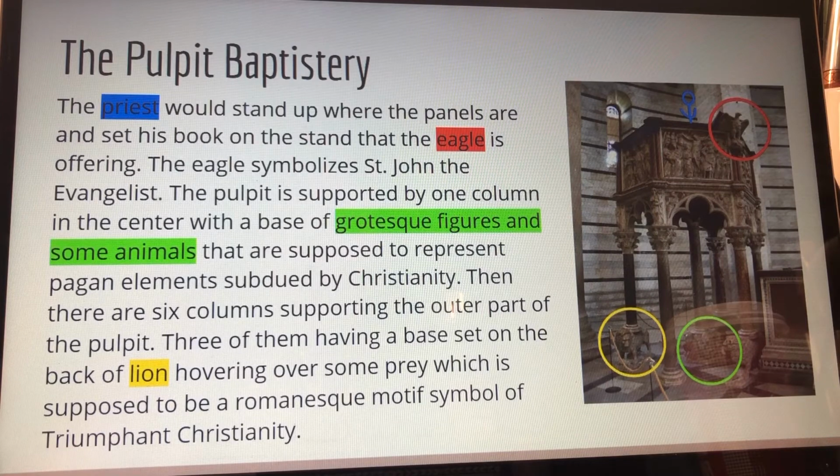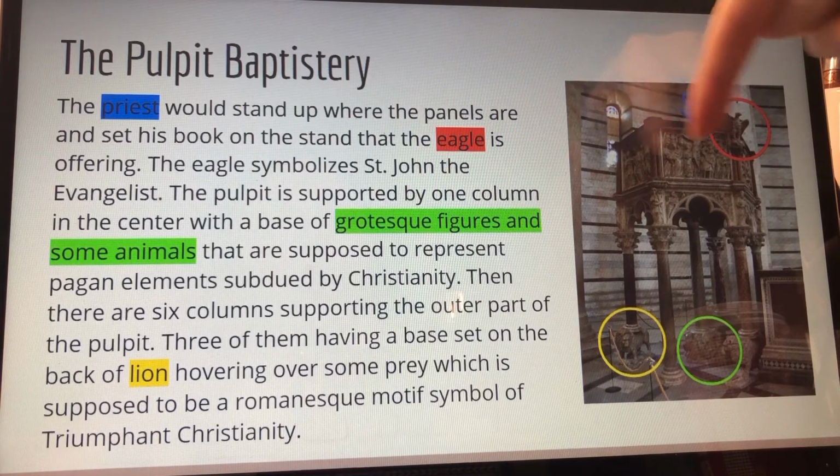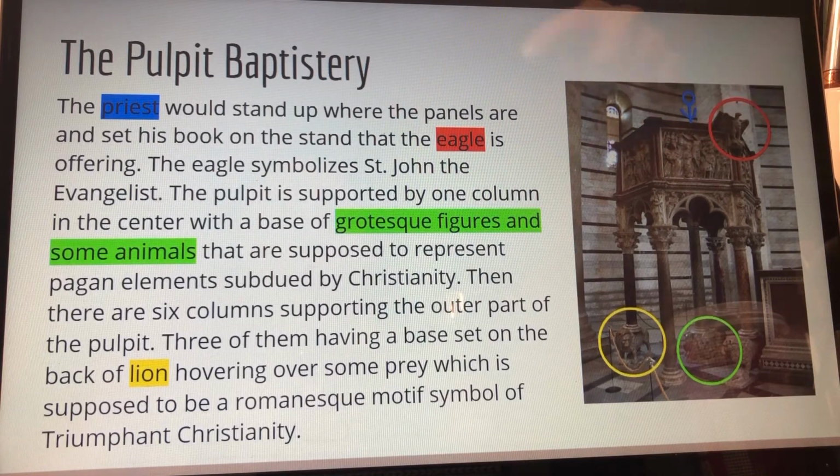The priest would stand up where the panels are and set his book on the stand that the eagle is offering. Up here I have the eagle in a red circle. That shows where he would set the book that he is preaching from. And the priest is this little blue guy up here. That's where he would stand in the opening where the panels are. And the eagle symbolizes St. John the Evangelist.